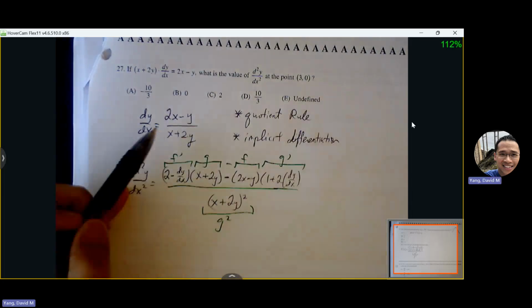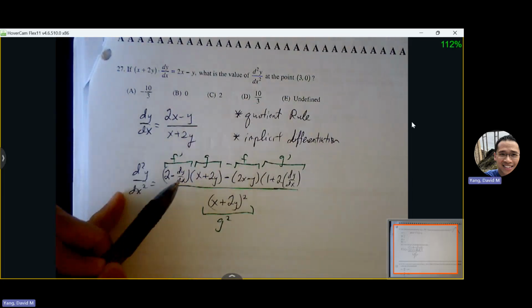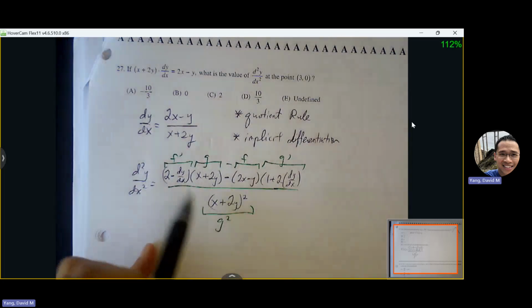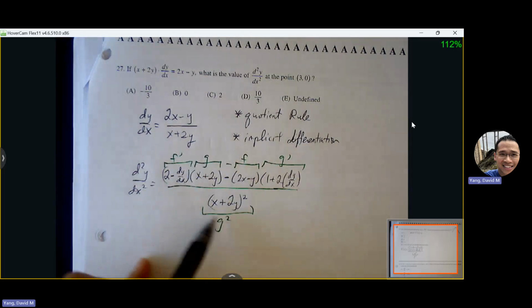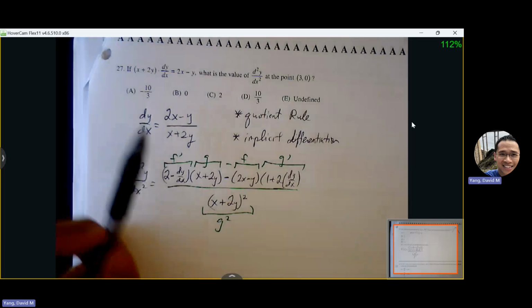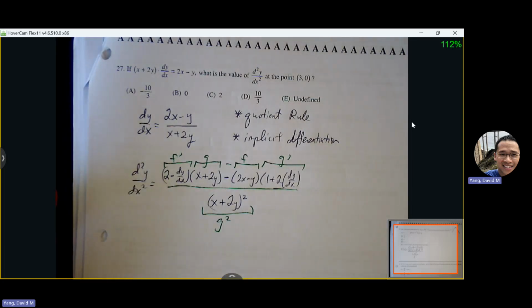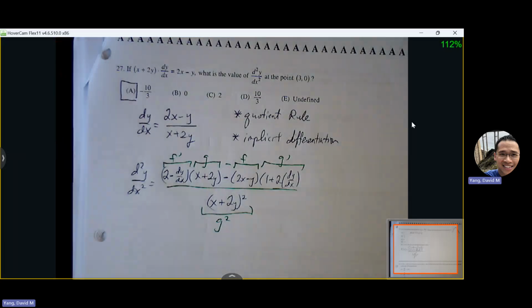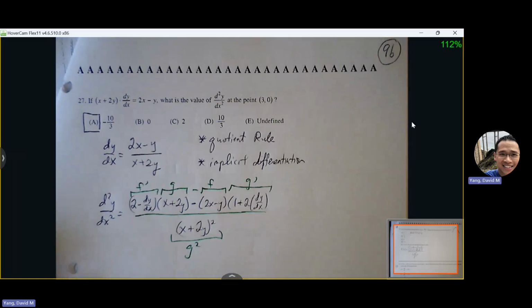So we'll plug 3, 0 in for dy dx to get our slope. We'll insert them all in, as well as replace all the x's and y's with 3 and 0. It's a little bit tedious with all these numeric steps, but it'll end up giving us answer choice A. But I can finish working this out tomorrow in class as well.